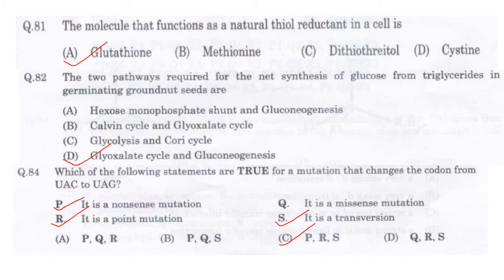Answer is option D. Then, which of the following statements are true for a mutation that changes the codon from UAC to UAG? So, C has undergone mutation and formed G. C is a pyrimidine and G is a purine. So, pyrimidine has been converted to purine. So, that is a transversion. It is not a transition because the version has changed.